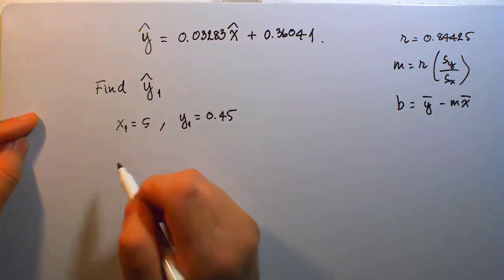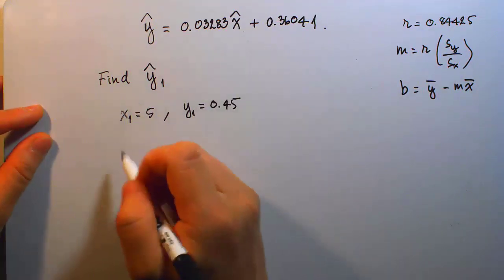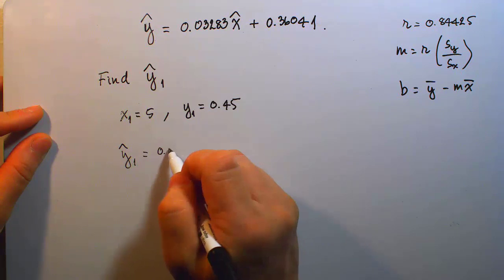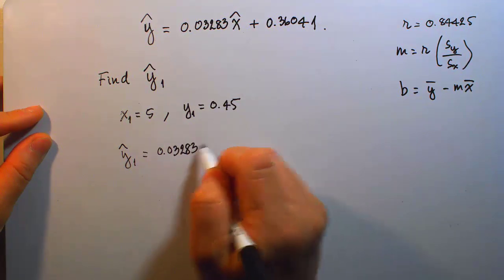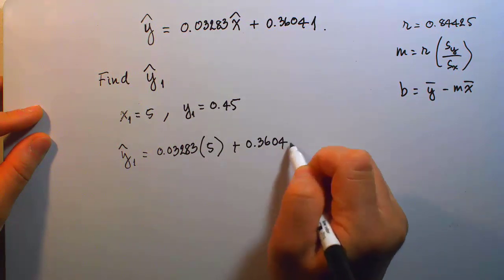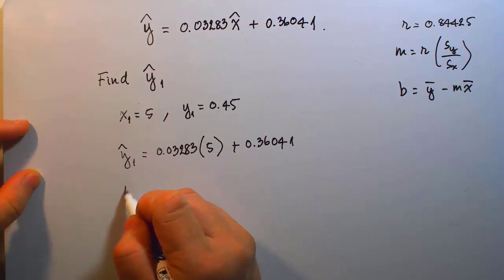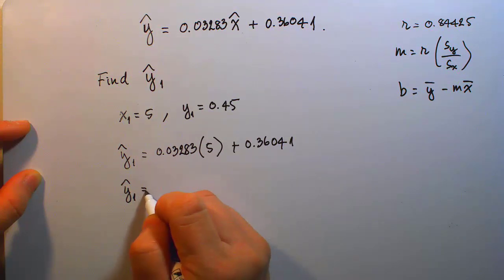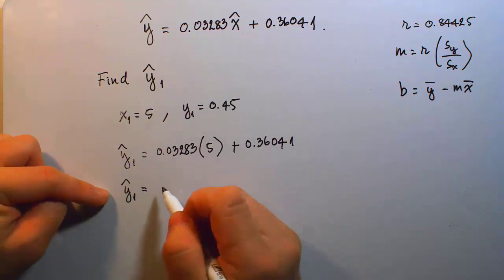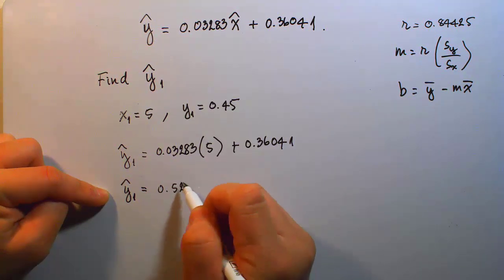So I am going to substitute my x1 value into the best fit line equation. Laying down the work, y hat 1 needs to come out as 0.03283 multiplied with 5 plus 0.36041. And so calculation shows that I have my y hat 1, my prediction corresponding to x1 in the data. My prediction is 0.52456.